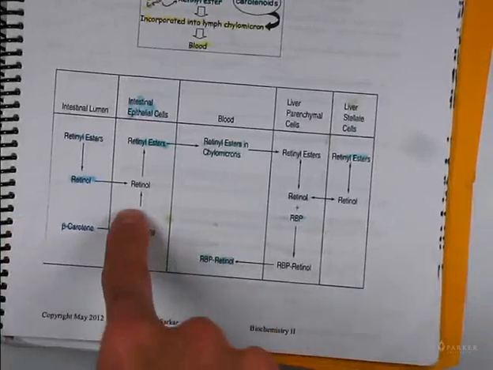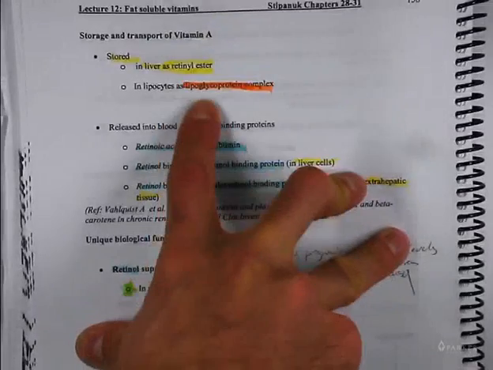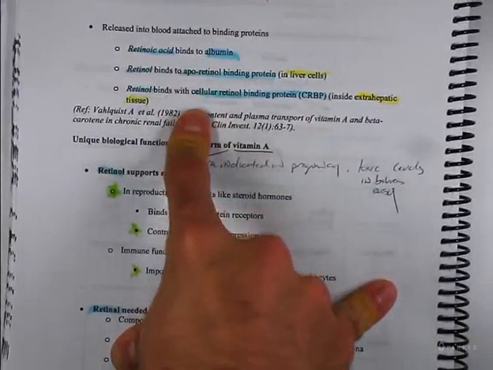So, overview of what we've been talking about. You can add retinal right there and the two enzymes for beta-carotene if you care, but this is what we've been talking about. Other than that, not a lot of questions. Now here's the fun part. It's stored as retinol ester. Don't worry about that. He may ask you stuff about this.